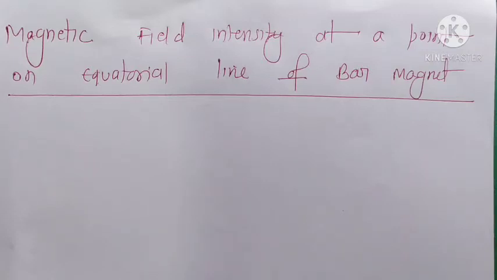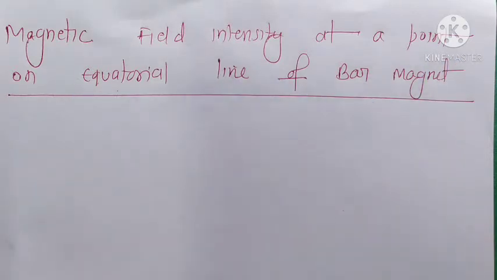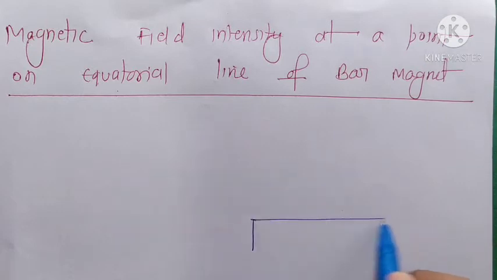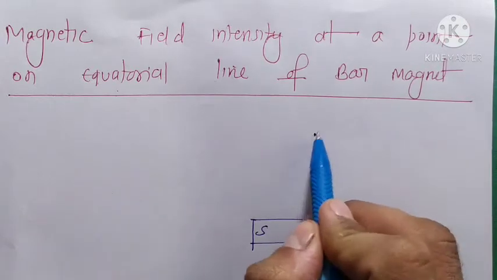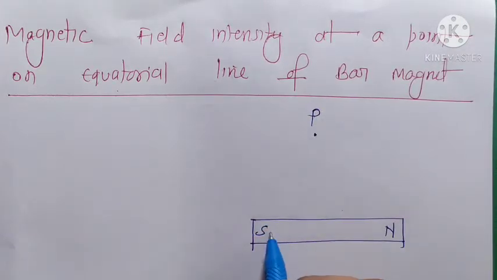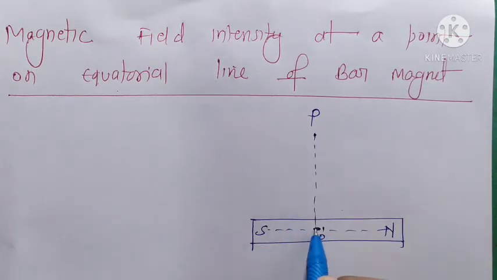Today our topic is the magnetic field intensity at a point on the equatorial line of a bar magnet. So here we take any bar magnet. A bar magnet has two poles, south pole and north pole. We take any point P in space. Here we take the middle point O, and the distance of this point from the middle point is marked.